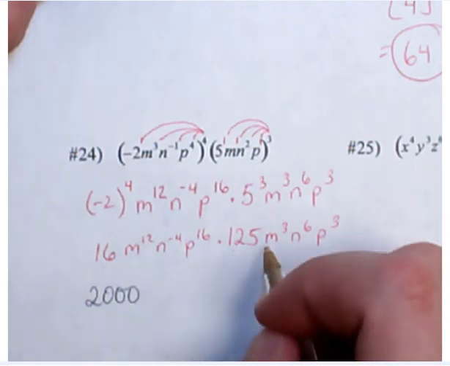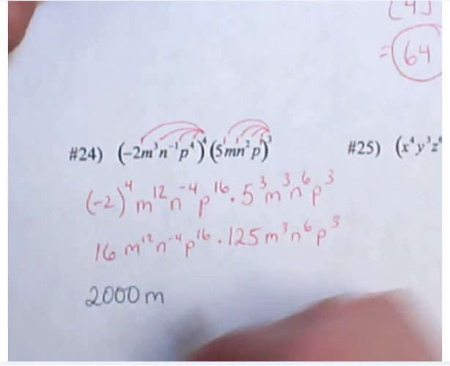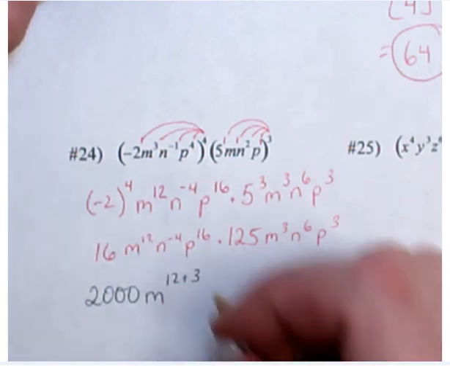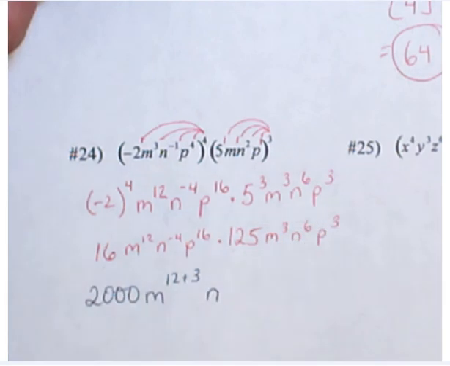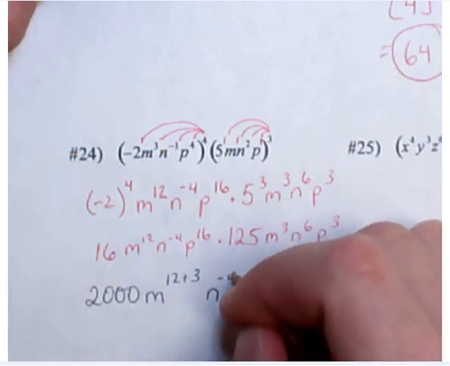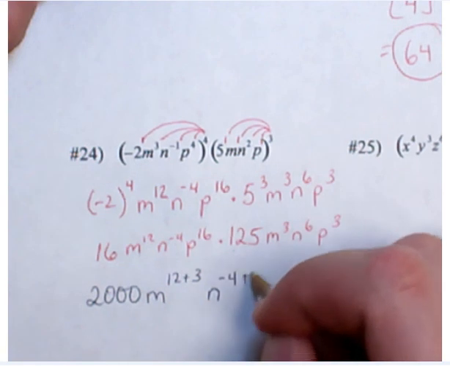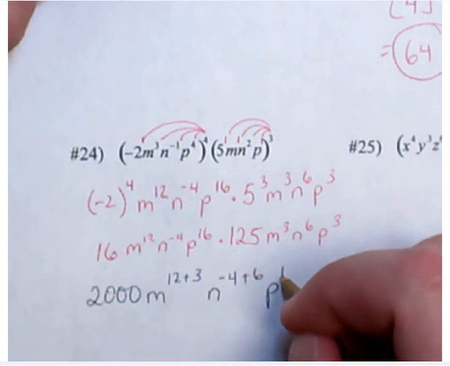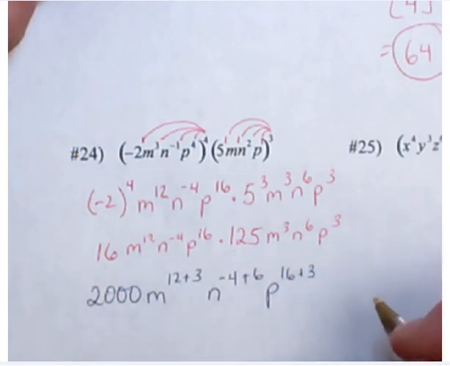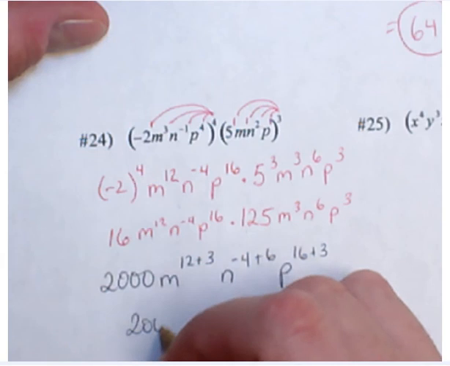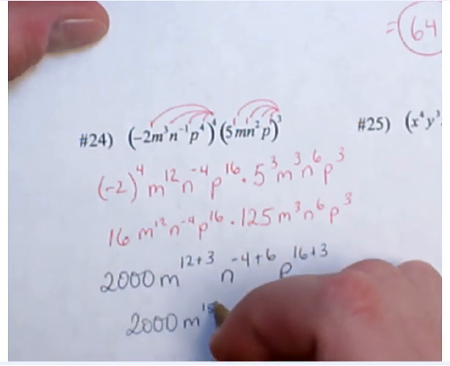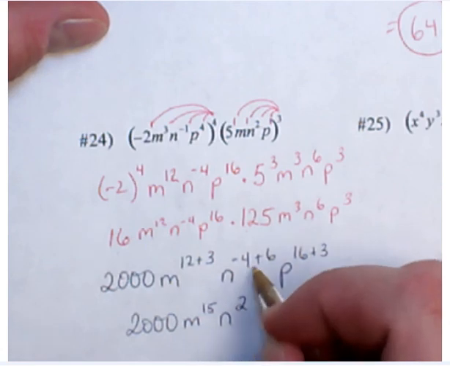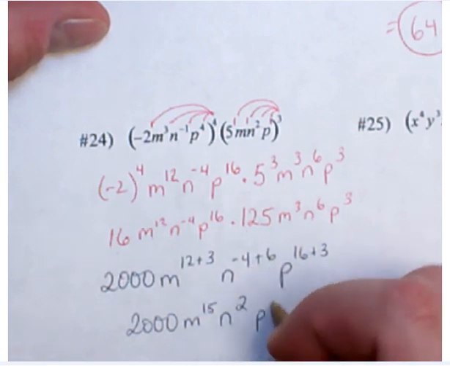When you multiply variables, keep the base. So keep the m, add the exponents, 12 plus 3. Multiply the n's, keep the base, add the exponents, negative 4 plus 6. And for p, keep the base, add the exponents, 16 plus 3. So we get 2,000. M to the 15th, 12 plus 3, n to the 2, negative 4 plus 6, and then p to the 19th.